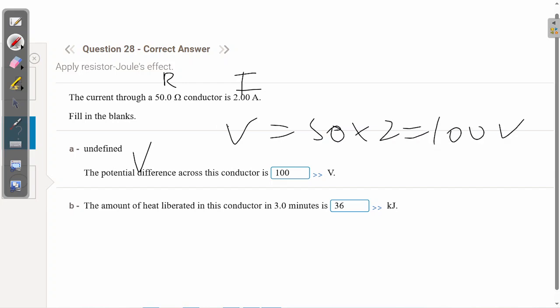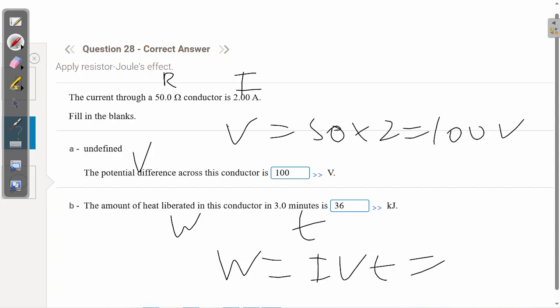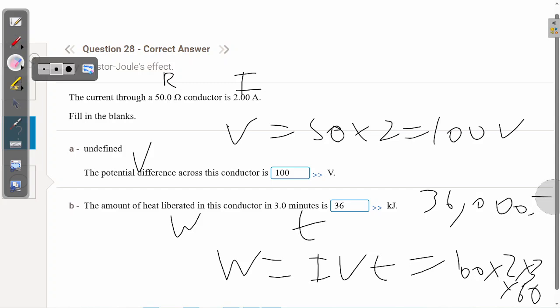The amount of heat liberated, amount of heat, energy, whatever, it's Q. Actually, it's better to call it W because Q is for charge. Okay, anyway, the time is 3 minutes. And you know that work is equal to IVT. So you do 100 times 2 times 3 times 60 to make it seconds. So you get 36,000 joules. In kilojoules, you divide by 1,000.